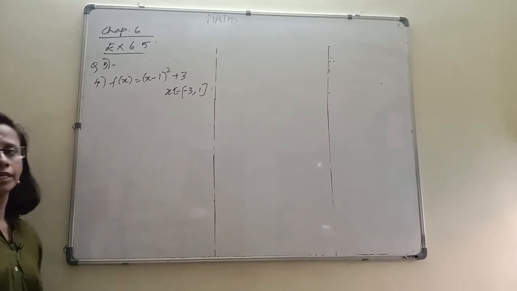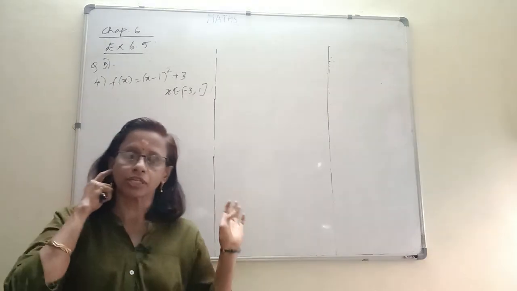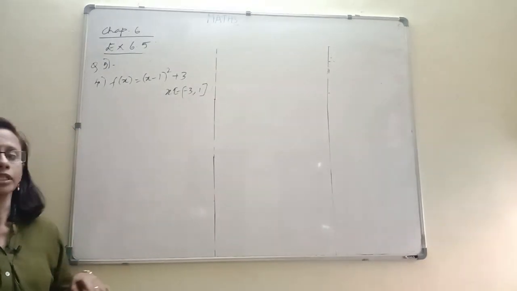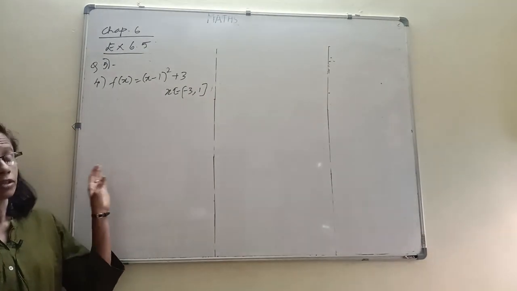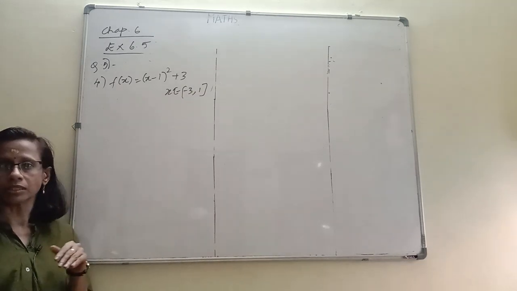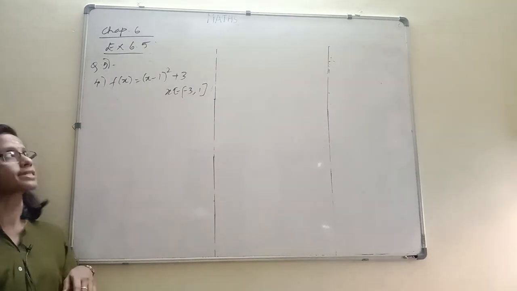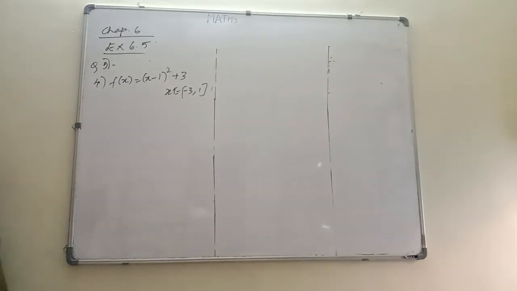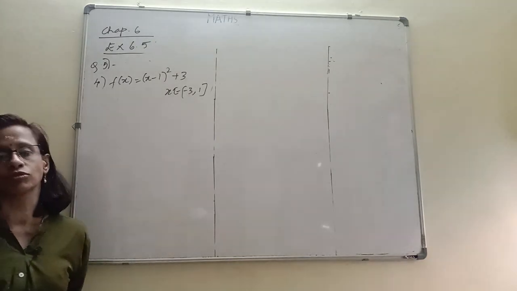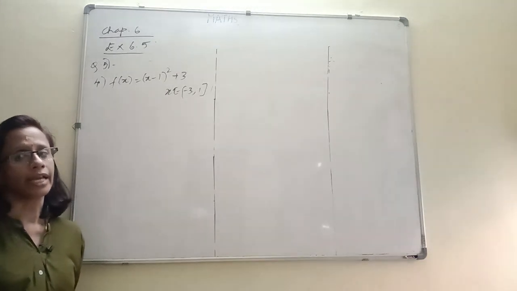Yes, folks, we are once again back with the last part of question number 5, which we did the third sub question. Now it's the fourth sub question, which says that f of x is (x minus 1) the whole squared plus 3, and x belongs to the closed interval [-3, 1].